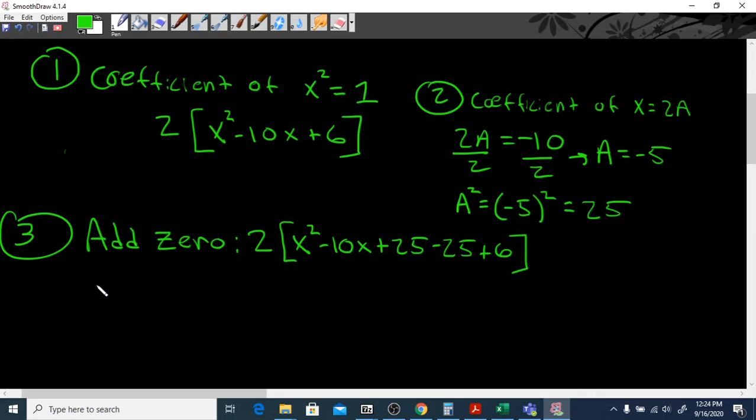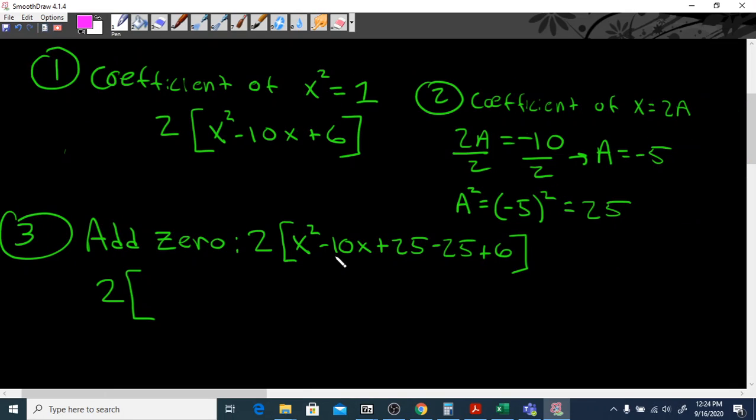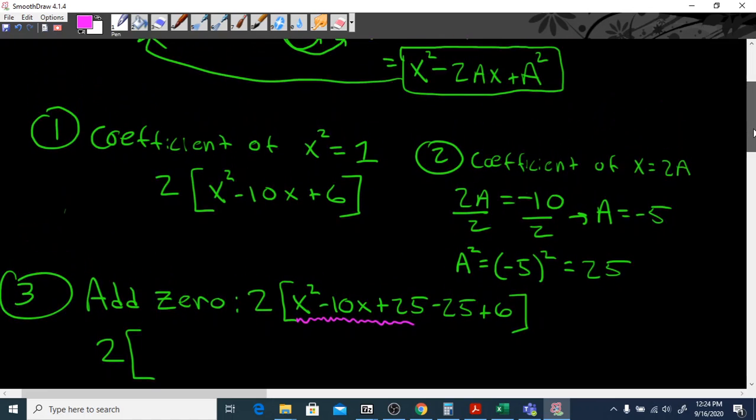Okay. So there we go. So we have 2 multiplied by, and now we have these three terms. Okay. Now notice that these three terms match with our guide, which of course is off the screen.